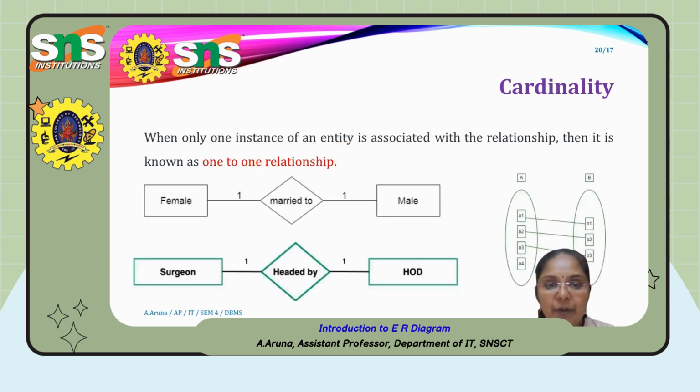First we're going to see a one-to-one relationship. When only one instance of an entity is associated with the relationship, that can be called a one-to-one relationship. For example, female married to male. Female is not married to female; female is only married to male. This is a one-to-one relationship. A surgeon is headed by the HOD. A particular surgeon can be headed by only one HOD; it doesn't have more than one HOD. So this is a one-to-one relationship.